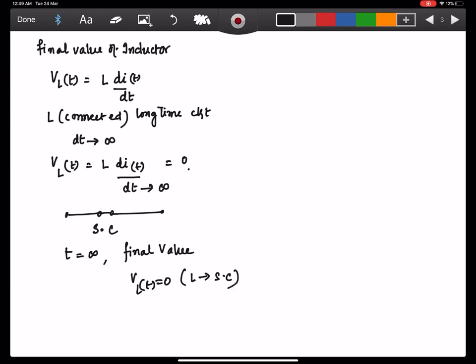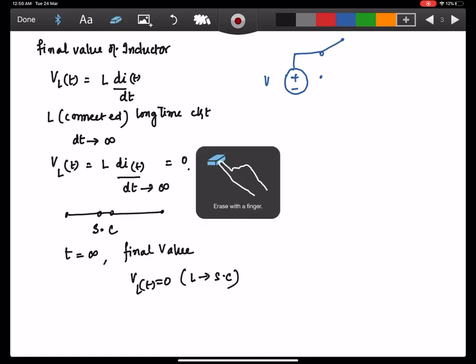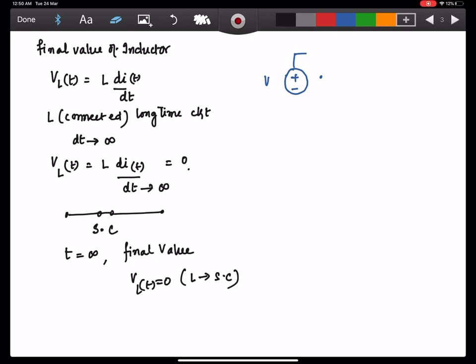Let us elaborate the same expression in another way. Suppose we have a voltage source, this is a voltage source V, and this is a switch.